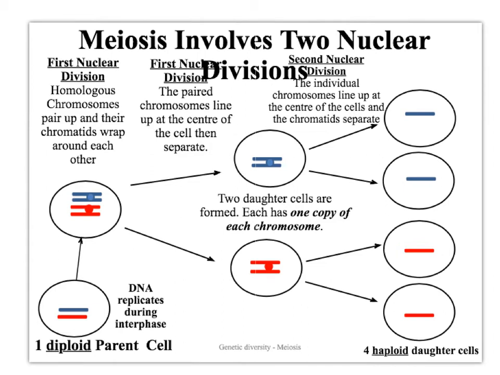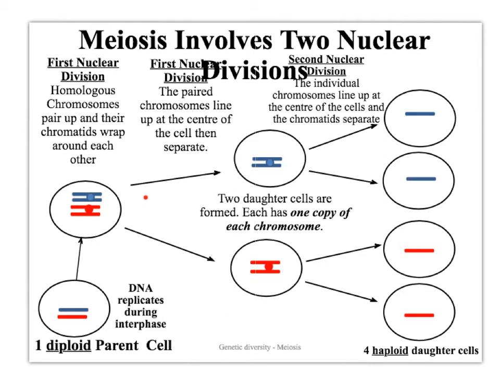So meiosis involves two nuclear divisions. So this would be a cell with one pair of homologous chromosomes, and this would be an interphase before DNA replication, before meiosis has undergone. So you've got one long strand of chromatin of a father's chromosome, one long strand of chromatin from your mother's chromosome, so one pair of homologous chromosomes. The DNA replicates due to semi-conservative replication.